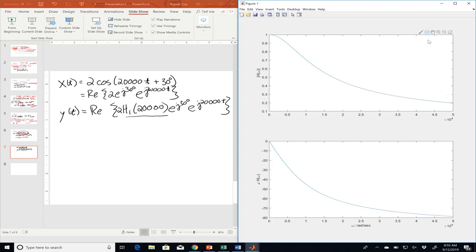Now I'm going to hover over the graph for a second, and I see a bunch of tools that pop up. One of the tools is called a data tip. So I'm going to click the data tip. In other words, I want it to be blue. And I'm going to hover over right around 20,000. I'm not quite at 20,000. I'm at apparently 20,510.